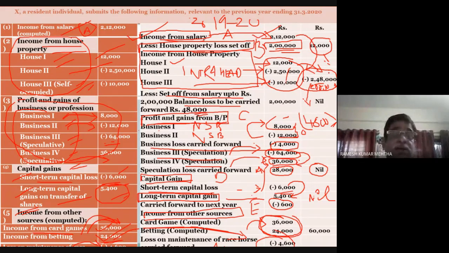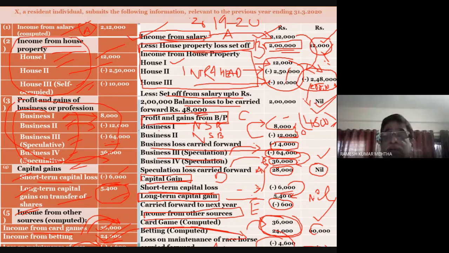So now let's look at the income from salary, which is 12,000. Income from house property is nil. Income from capital gains is also nil. Business income also is nil. However, income from other sources is 60,000 rupees. If you look, the total income is 12,000 plus 60,000, which is 72,000.